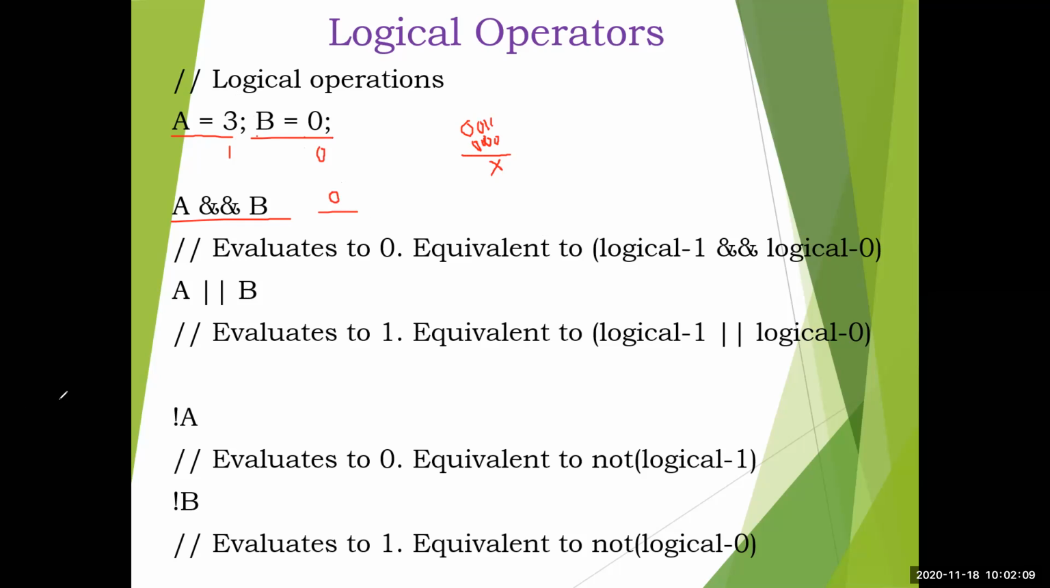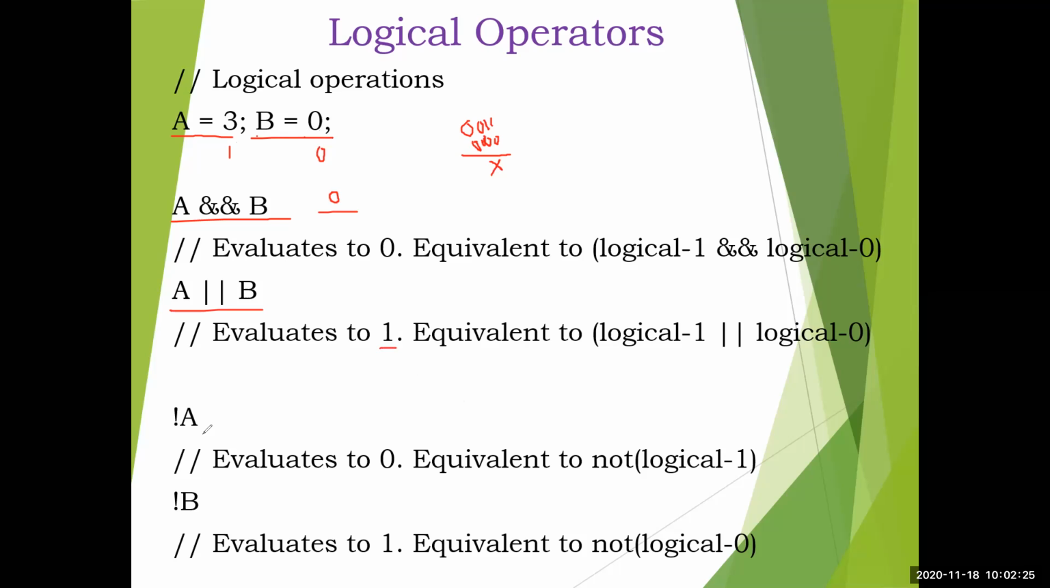Then a or b. Again in the same way, this is non-zero so 1, this is 0. So 1 or 0 is 1, so that's why the result is 1. So the result is always 0, 1 or x, whatever the numbers may be.